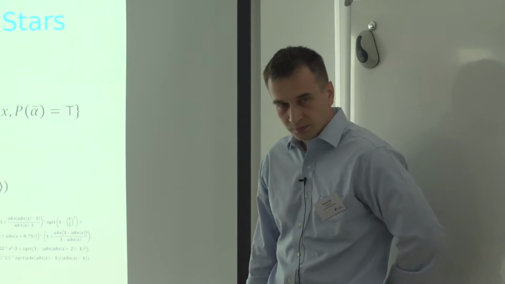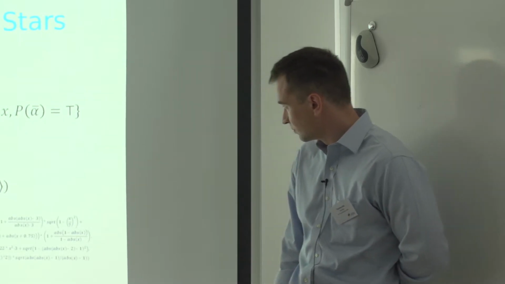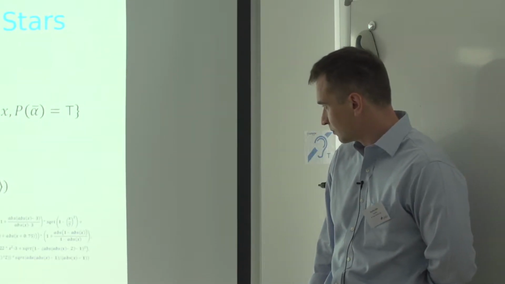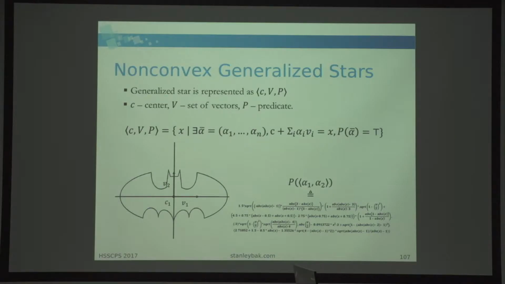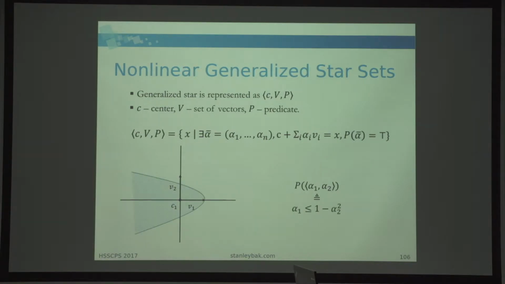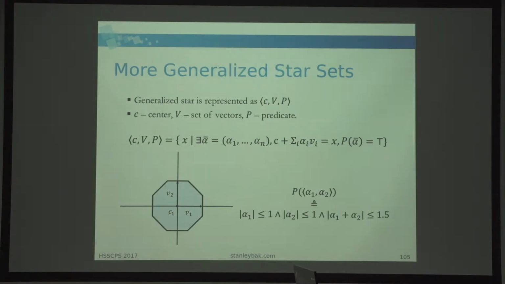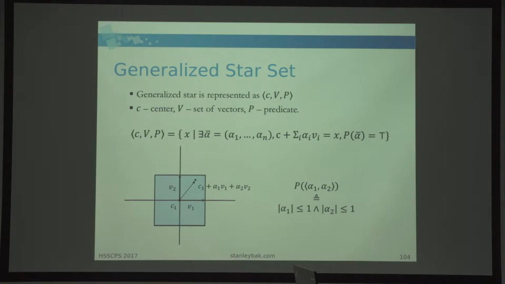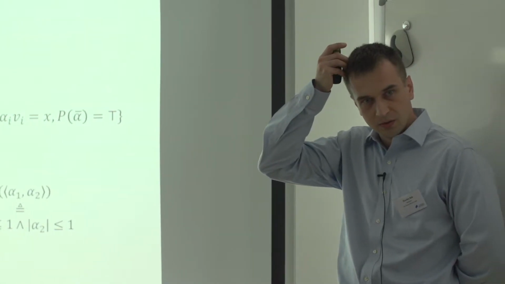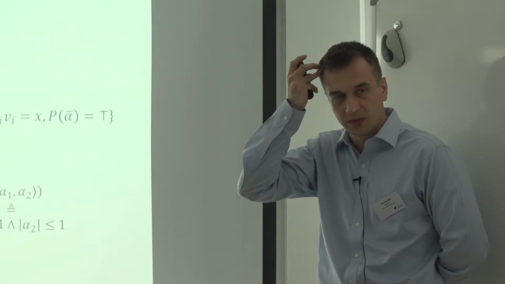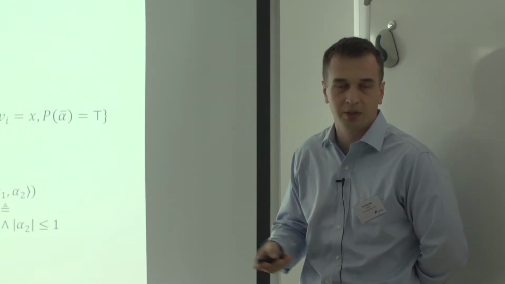And when you write P of alpha equal to top, top means true, no? Yep. So this is the set of states X where the predicate evaluates to true. Okay, and can you show us a set which is not a star set? I don't know. If you can define the set of states using a predicate, it depends how complicated your predicate is.